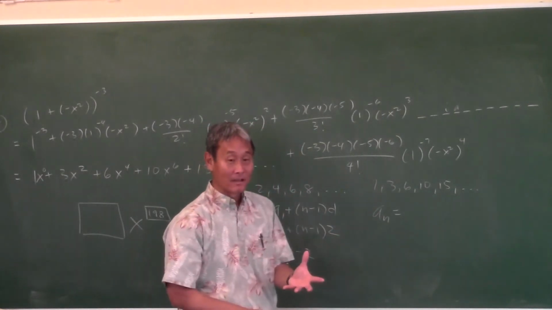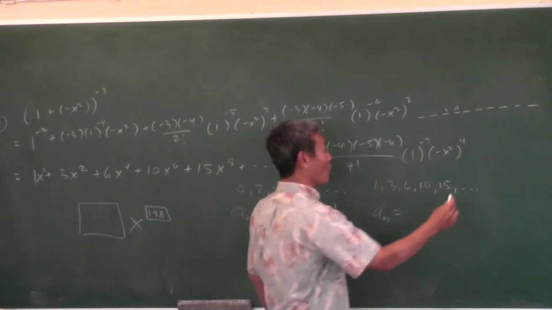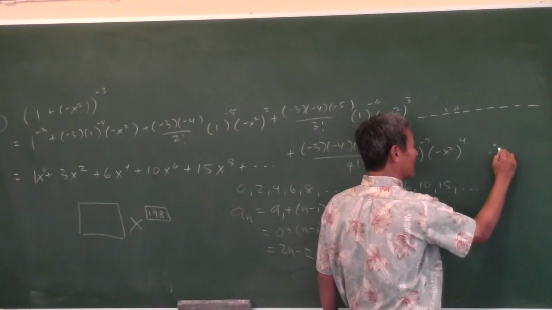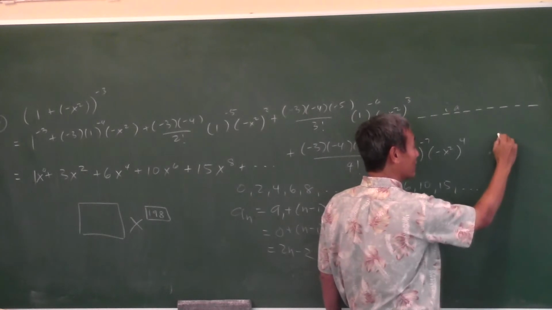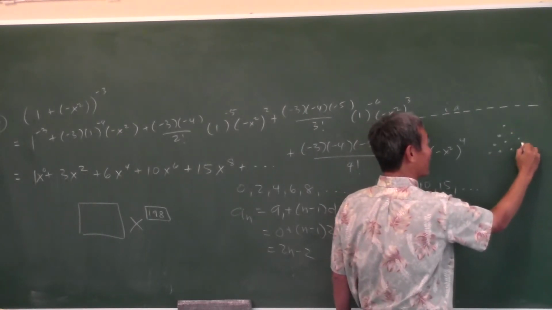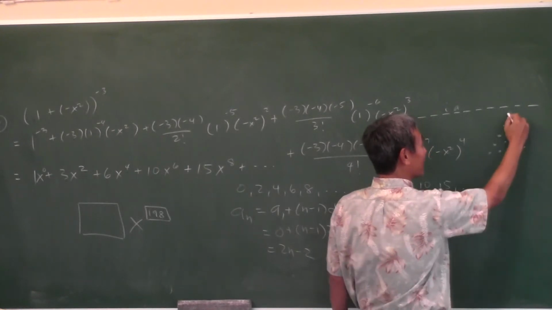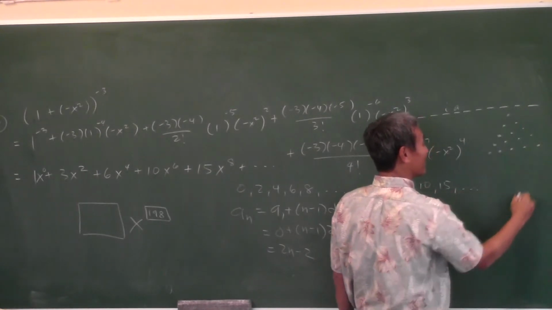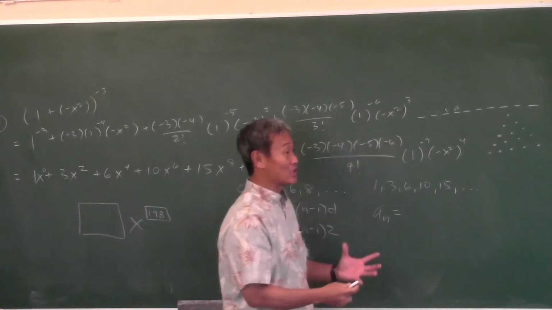Because they make triangles. Look, 1, and then 3. See how it makes a triangle? And then you add 3 more. And then you add 4. Okay, you add 5. It makes triangles, just like the square numbers.